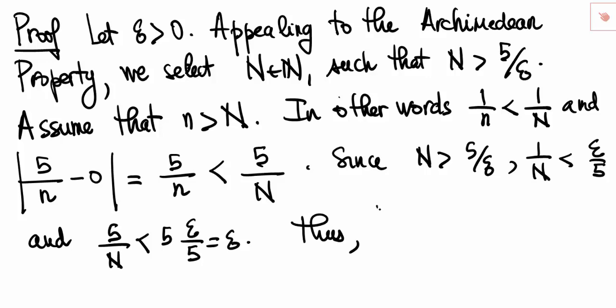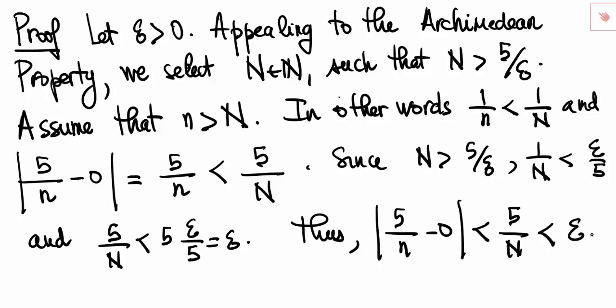Thus, 5 over n minus 0 is less than 5 over N, which is less than epsilon. So we have proved indeed that for any epsilon which is greater than 0, we choose a capital N which is greater than 5 over epsilon, and as long as little n is bigger than that fixed number N, then the distance between 5 over n and 0 is no more than epsilon.